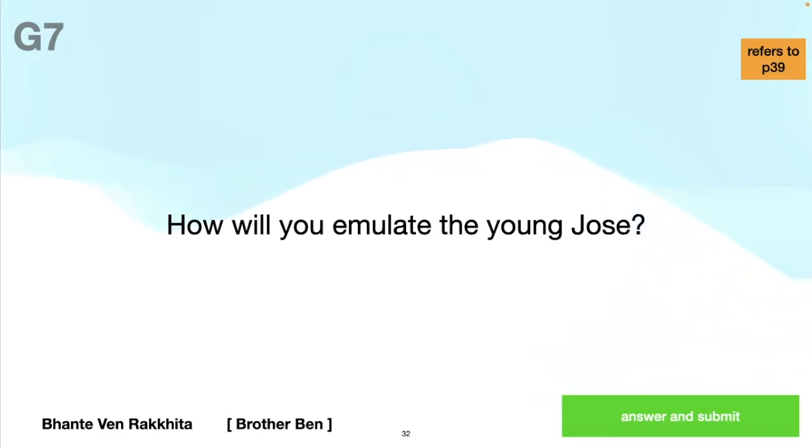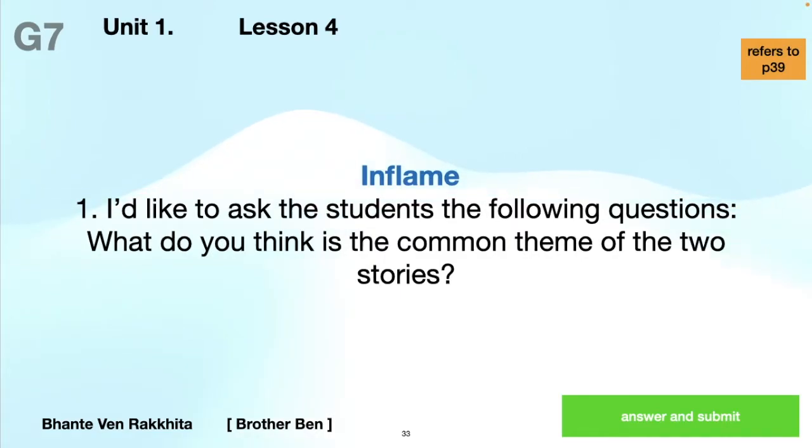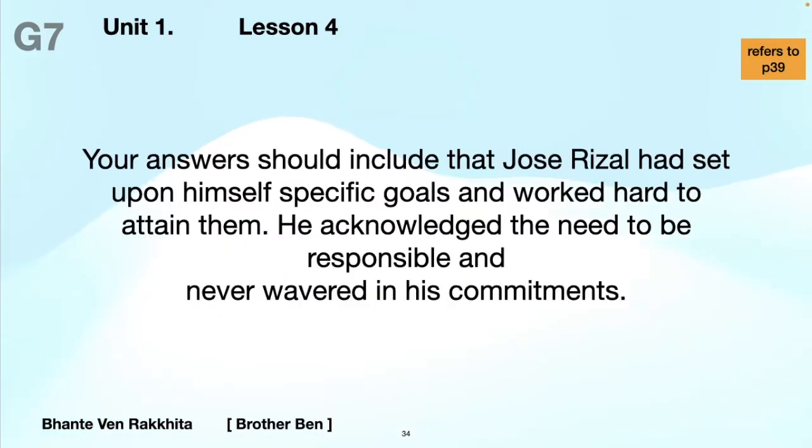How will you emulate the young Jose? Emulate means to follow the example of. How will you follow the example of the young Jose? So answer and submit. I'm going to pause this here while I do that. Next, inflame. So we're on page 39 now. So your answers should include that Jose Rizal had set upon himself specific goals and worked hard to attain them. He acknowledged the need to be responsible and never wavered in his commitments.